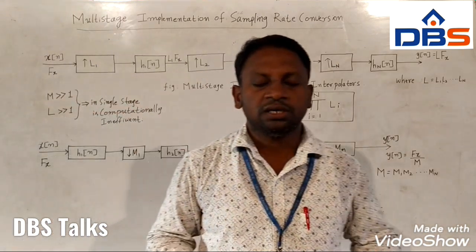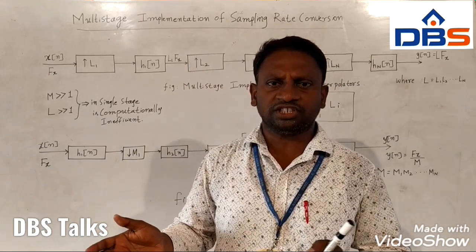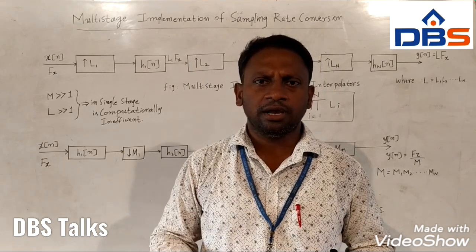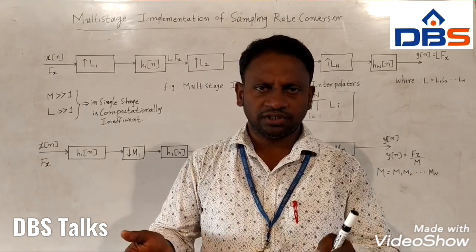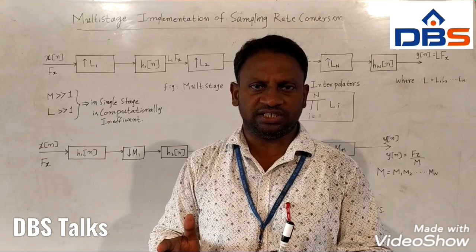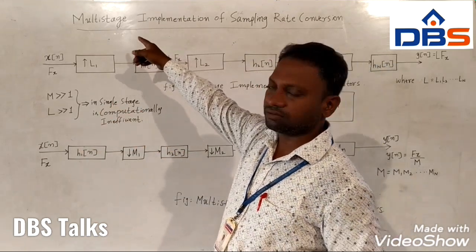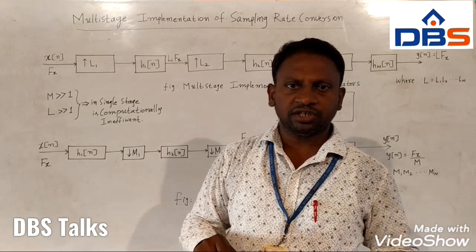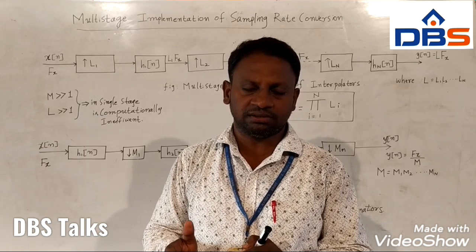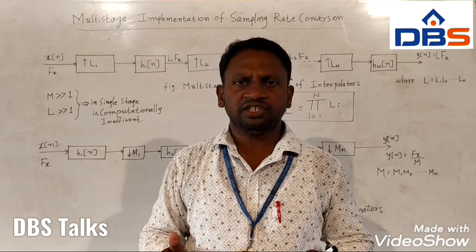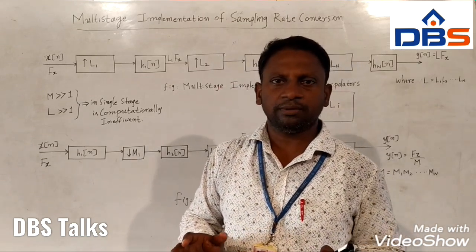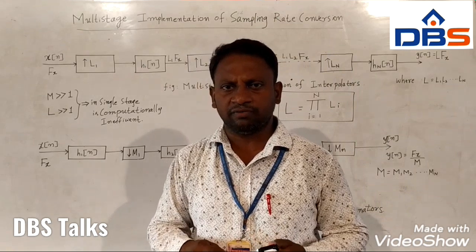Suppose I have x of n and want to downsample it by 10. Instead of downsampling in a single stage, I will implement it in multiple stages. That is what multi-stage means: implementation of the sampling rate conversion in more than one stage. I hope all of you are clear about what multi-stage implementation of sampling rate conversion is.